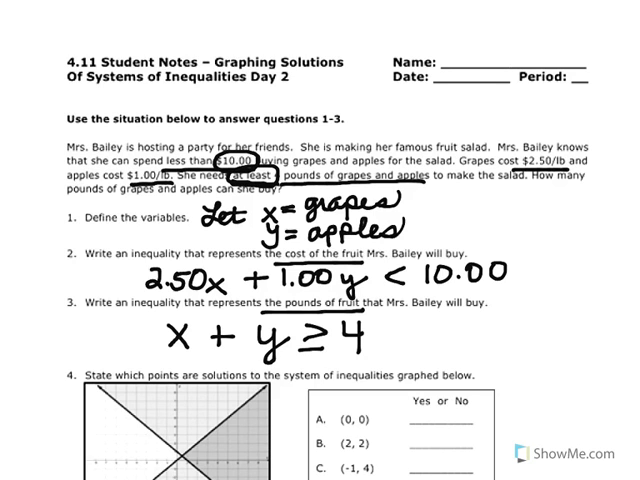Now, they didn't ask us to do this in the problem, but if we wanted to graph these inequalities, we would have to solve both of these for y, and then we could graph them. So on this one, all we had to do was set up the inequalities. We didn't need to graph them. But if you wanted to graph them, you'd have to subtract x on this one, and on this one, we would have to subtract 2.50x and then divide everything by 1. So we're just going to leave it at that for now, and now we're going to go on to question 4.